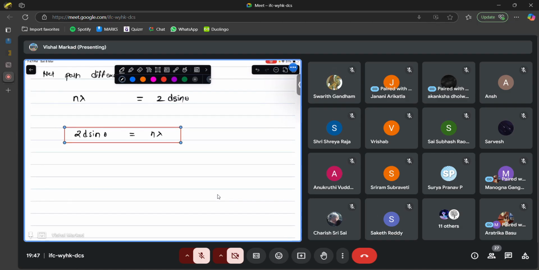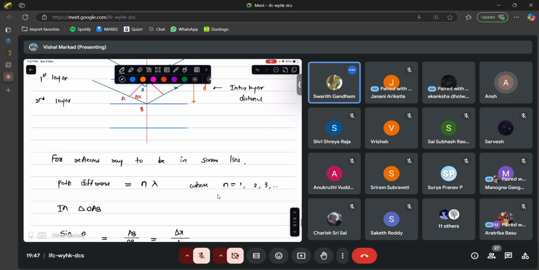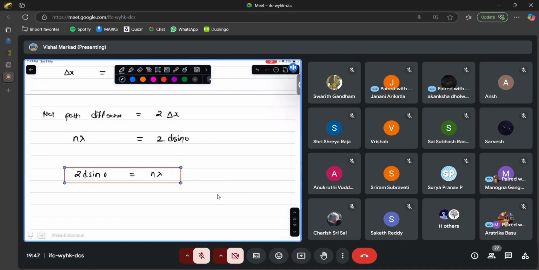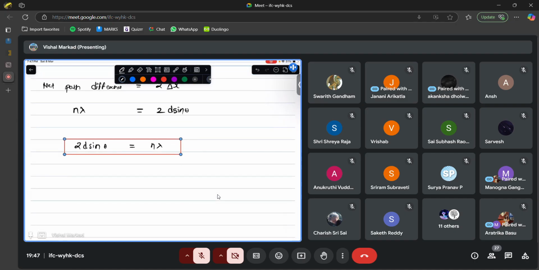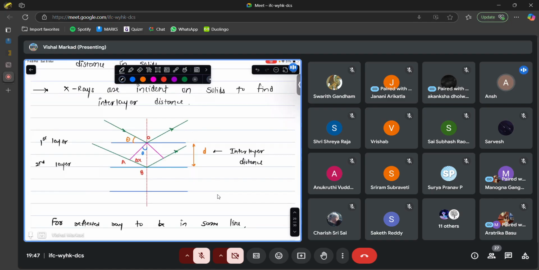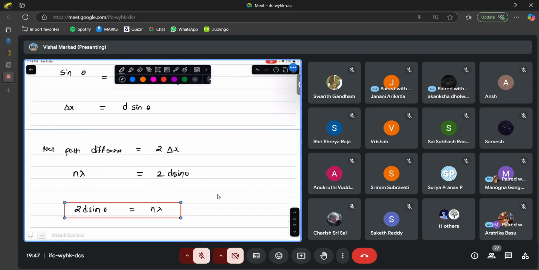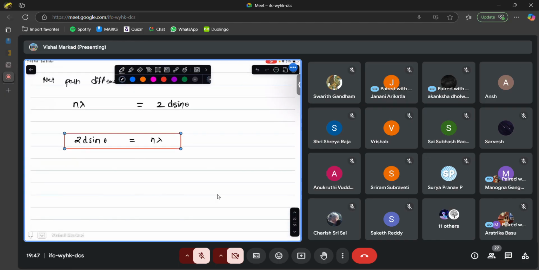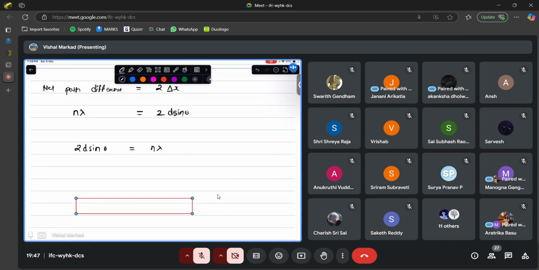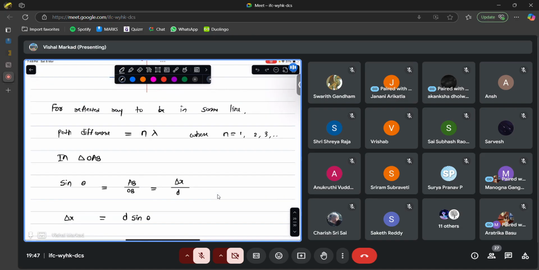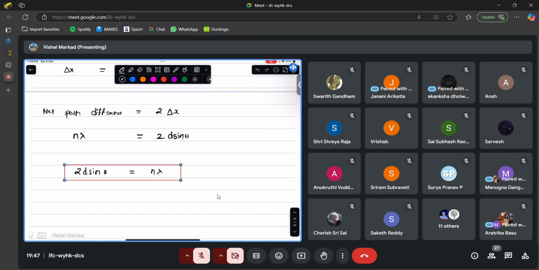What is d? Distance between layers, the interplanar distance. Okay, interlayer or interplanar distance. What is theta? Angle of incidence or reflection. Okay, and then what is lambda? Wavelength of X-ray. And n stands for the order of reflection. Okay, first order, second order, like that. If someone says first order reflection, then the n value is 1. Second order means the n value is 2. Clear this thing? Yes, sir.